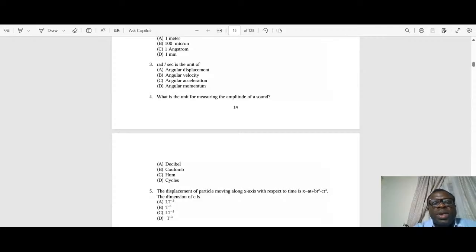I repeat the question again. What is the unit for measuring the amplitude of a sound? A. Decibel. B. Column. C. Hum, H-U-M. And D is circles. Your options, please. Somebody says C.